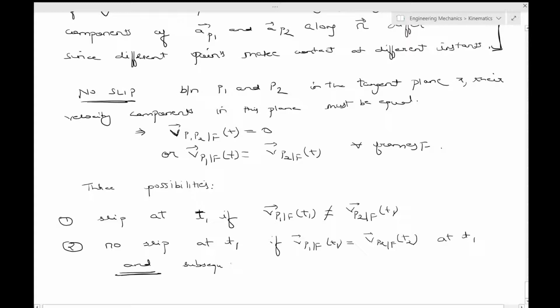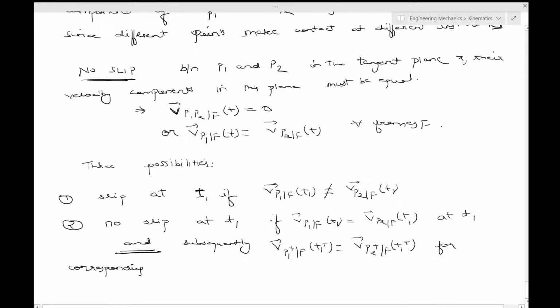Subsequently, the velocity of P1 plus of F at T1 plus is equal to the velocity of P2 plus at T1 plus, sorry, this is not T2, this is T1, plus, for the corresponding different material points P1 plus and P2 plus in contact at T1 plus.